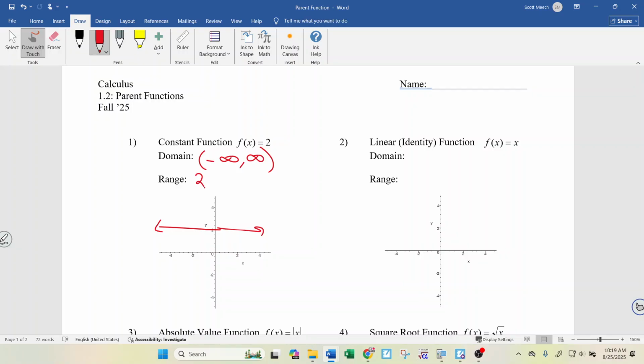Number 2 is a line. If it's just x, slope 1, y-intercept, all that kind of stuff. And then this.